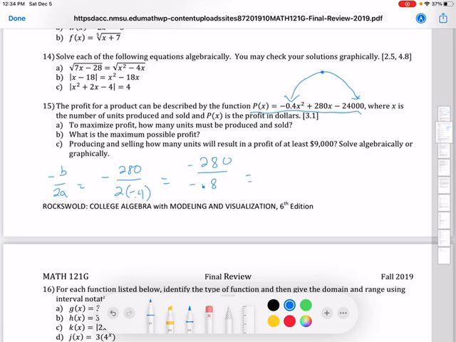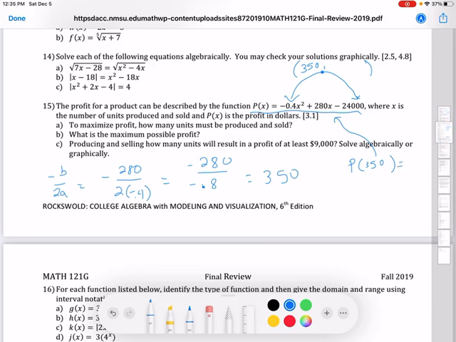280 divided by 0.8. This gives me 350. So that vertex is going to be 350, comma, and then we just need to find that other value there for the vertex. To do that, since this is your x, 350, we plug it in into the function for x.